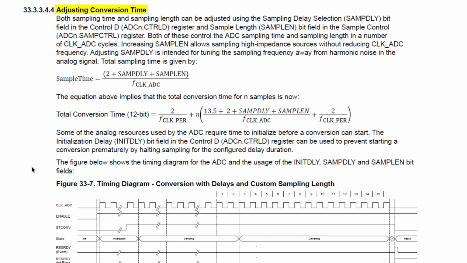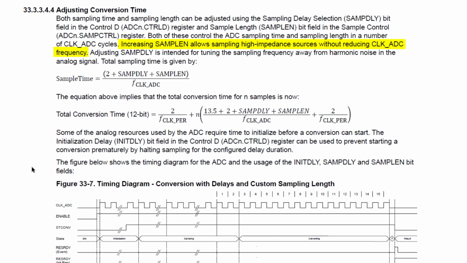The next part is about adjusting the conversion time. The conversion time can be adjusted with 2 parameters, being the sampling length and the sampling delay. Adjusting the sampling length allows for sampling analog inputs with high impedance sources.